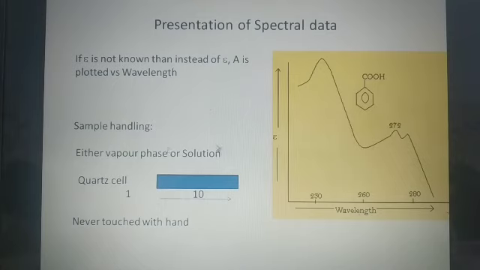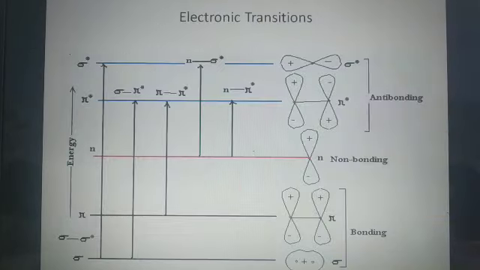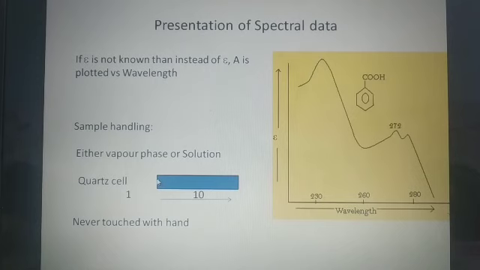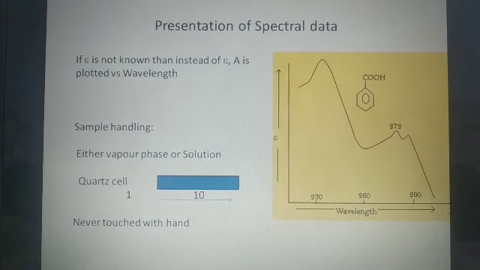Usually a quartz cell is utilized, because, as already said, glass absorbs in the UV visible region. So we do not use a glass cuvette, but instead we use a quartz cuvette. This quartz cuvette is never touched with the hands. The spectrum is taken either in the vapor phase or in the solution phase.